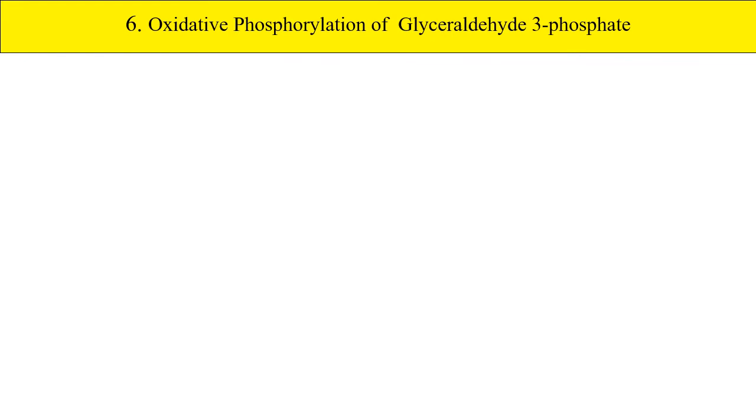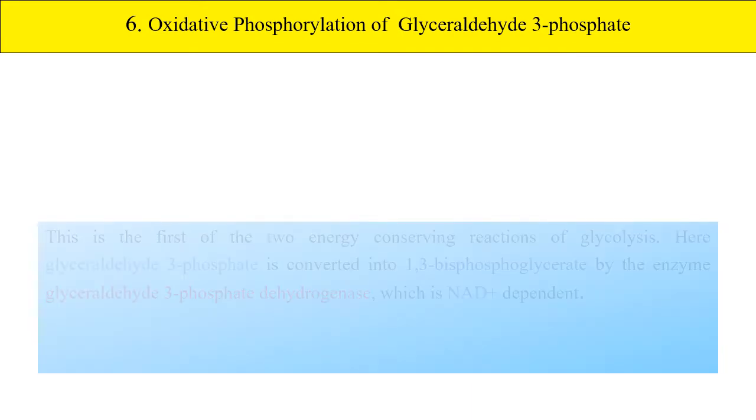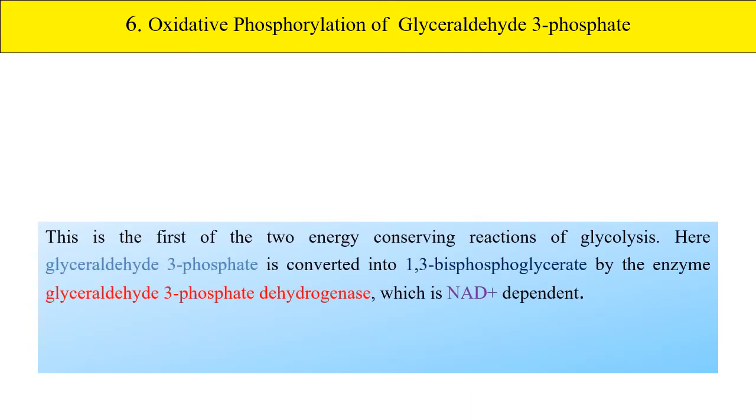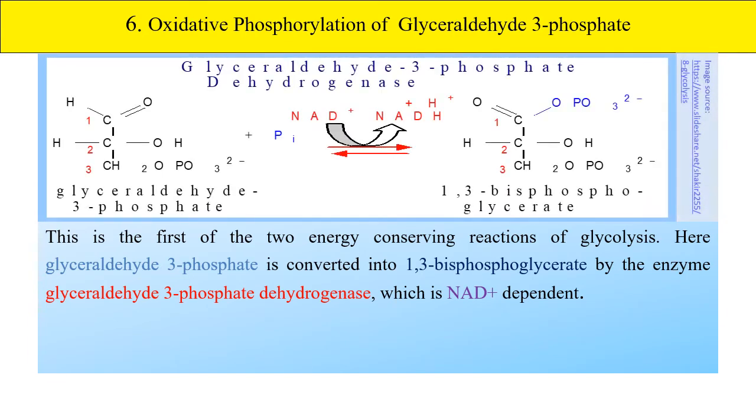Step 6. Oxidative phosphorylation of glyceraldehyde 3-phosphate. This is the first of the payoff phase and the first of the two energy conserving reactions of glycolysis. In this reaction, glyceraldehyde 3-phosphate is converted into 1,3-bisphosphoglycerate, and this conversion is catalyzed by the enzyme glyceraldehyde 3-phosphate dehydrogenase, which is dependent on NAD+.